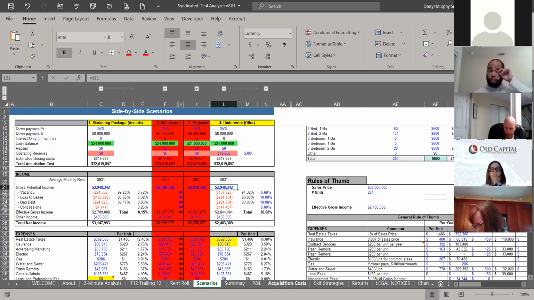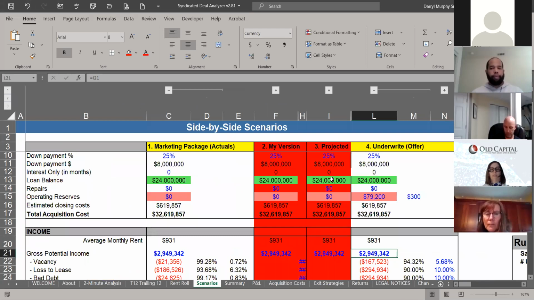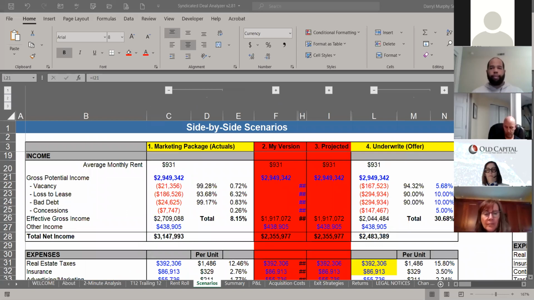So with apartments.com, you can map out the units and see, for this particular property, what are the rents in that area.